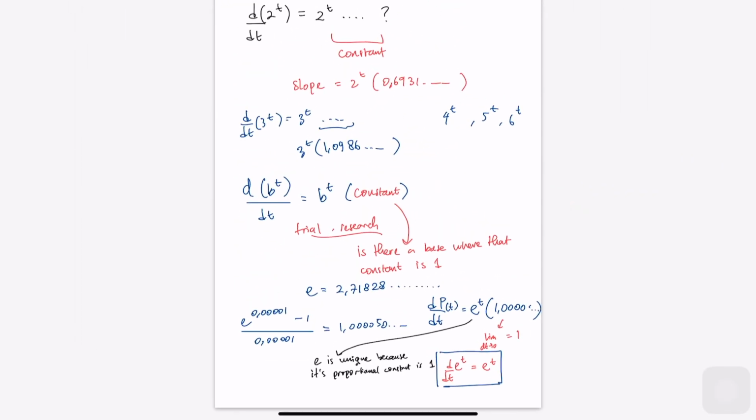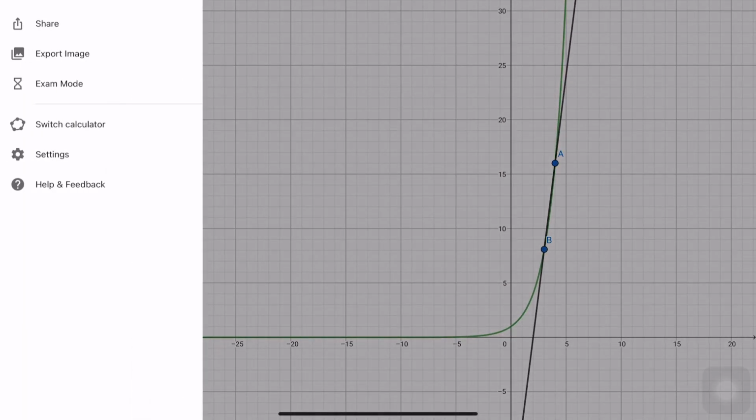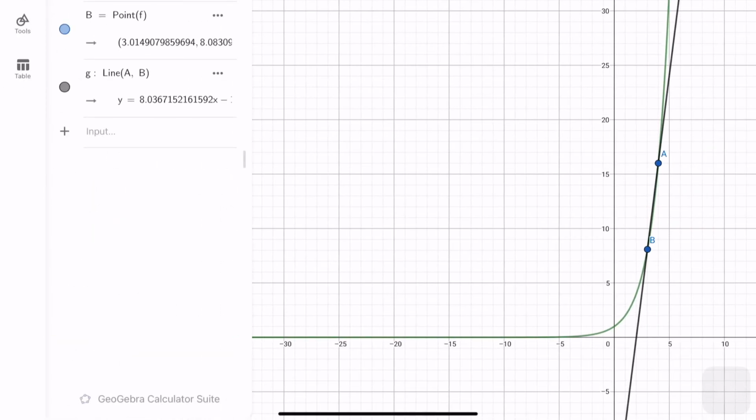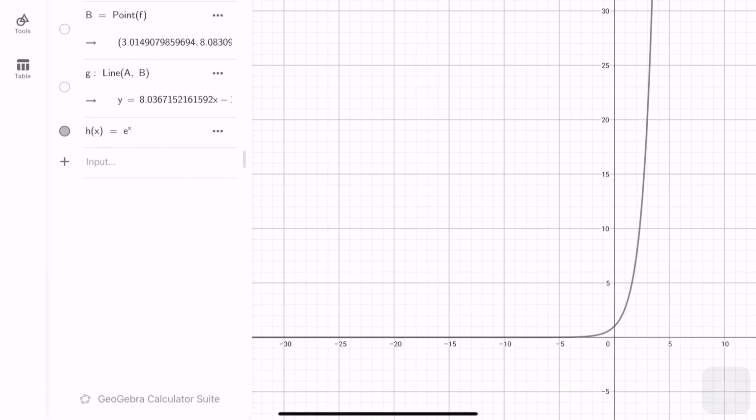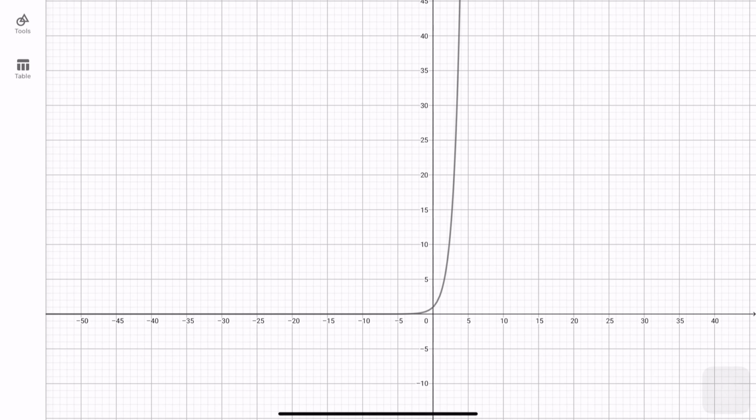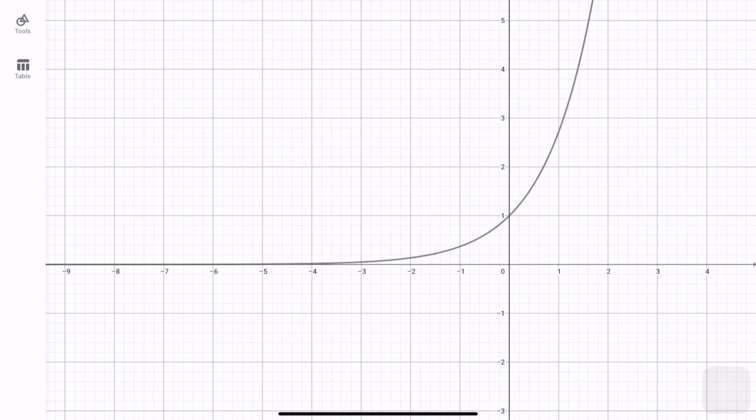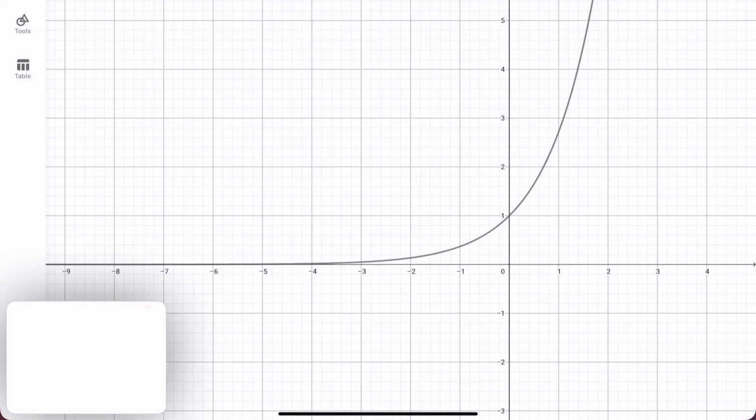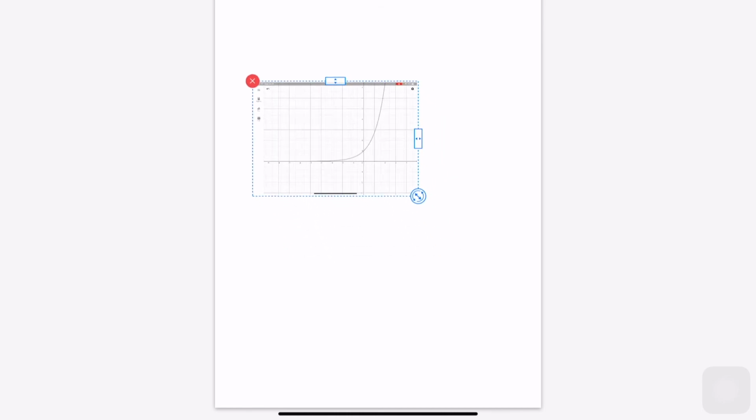So let's get back to our GeoGebra. Let's hide all this and maybe create another one that is E. Okay, now we have this E. So this is E, and let me capture this, take a screenshot, and then back to our notes, and let's make some little conclusion here.